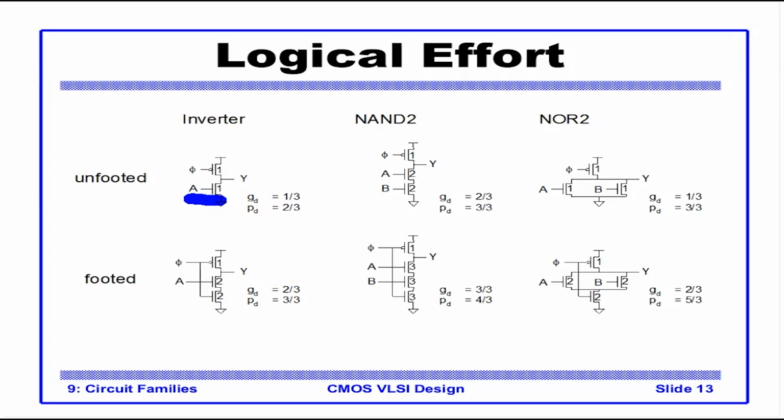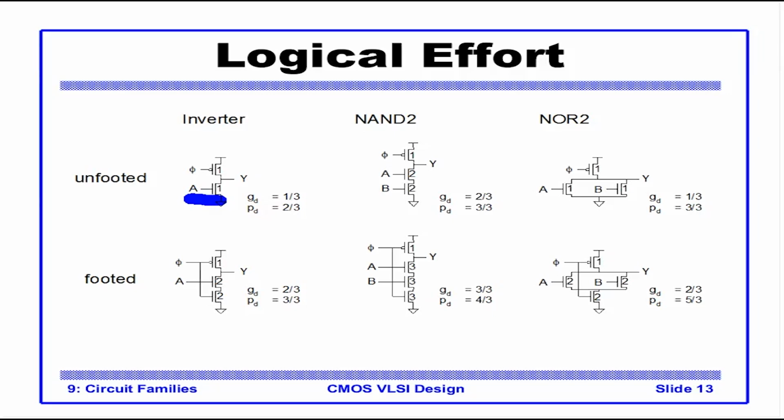Let's go to the footed case. Here A sees 2C, Y sees 1 plus 2, 3C. Divide by 3 in both cases, compared with the unit inverter, so we get a value of 2 by 3 and 3 by 3. Again, for NAND 2, we can do the same exercise. Y sees 1C plus 2C, 3C. So P becomes 3 by 3. A sees 2, so G becomes 2 by 3. For the footed case, A sees 3, so G becomes 3 by 3. Y sees 3 plus 1, 4, so P becomes 4 by 3. Similarly, you could do the same for NOR.